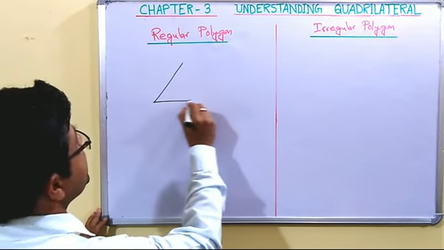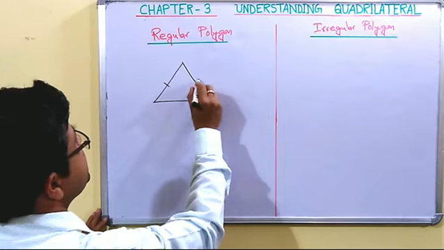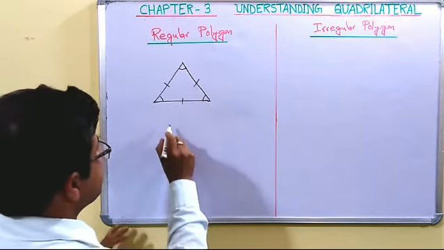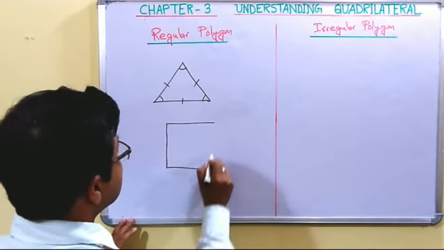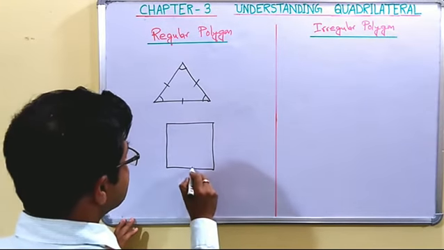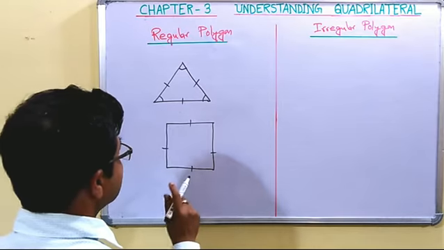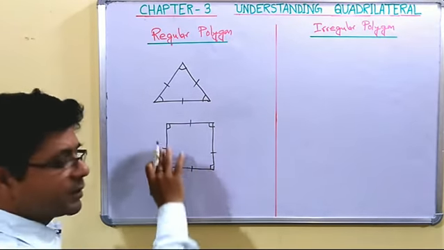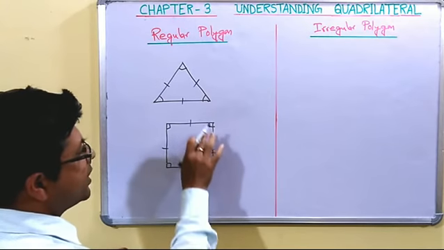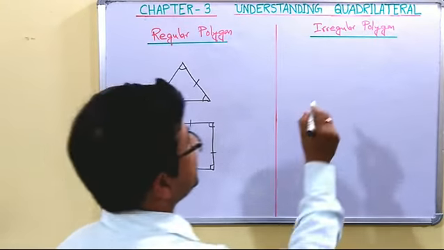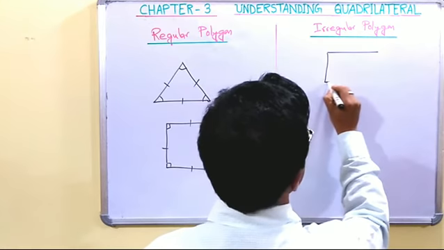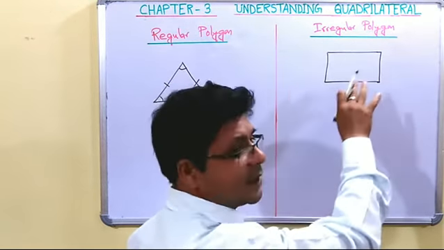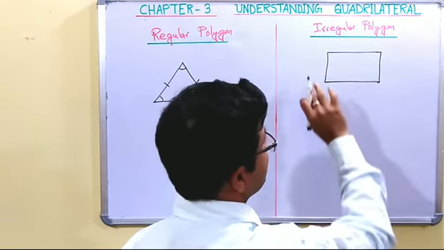Suppose we draw an equilateral triangle. All three sides are equal, and the measure of each angle is 60 degrees. Now we can draw a square. You know that in a square all the sides are equal, and each angle is 90 degrees. All four sides are equal and all the angles are equal. Now if we take a rectangle, all the sides are not equal. Maybe all angles are equal, but one thing is failing here: all the sides are not equal.